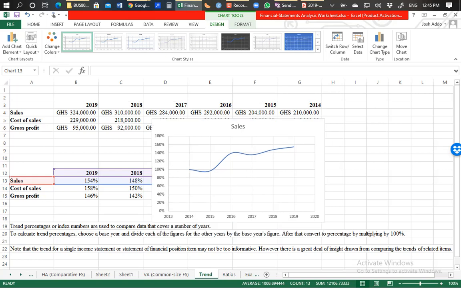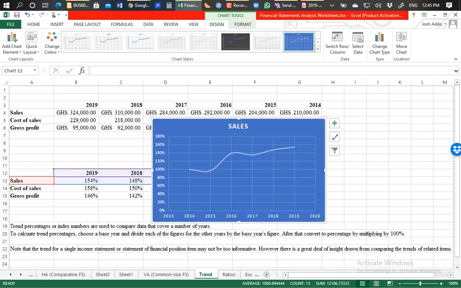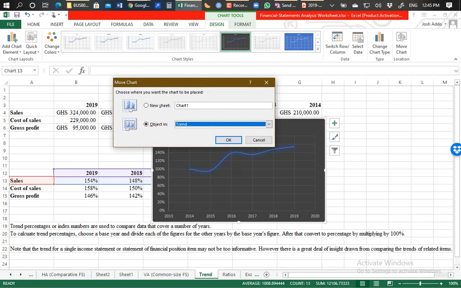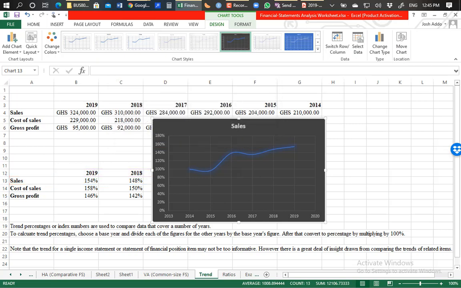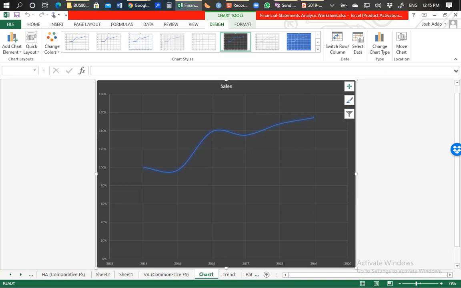Maybe this was better. No. Simple line chart. Let me move it to its own sheet, a chart sheet, so we can see it bigger. So this is the trend. You see, generally it is an upward trend.